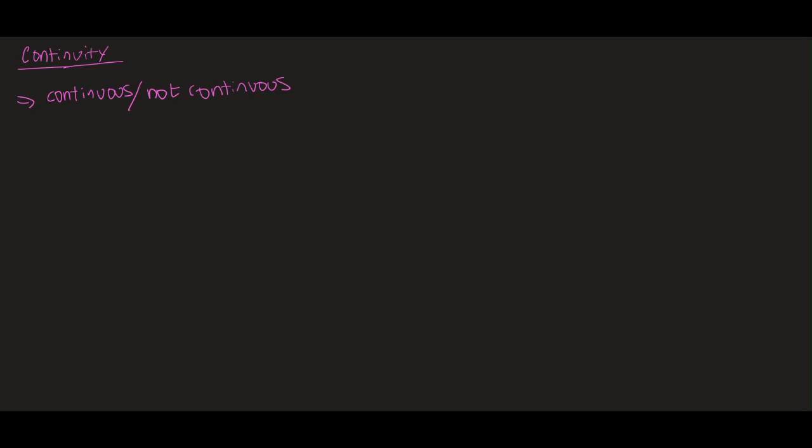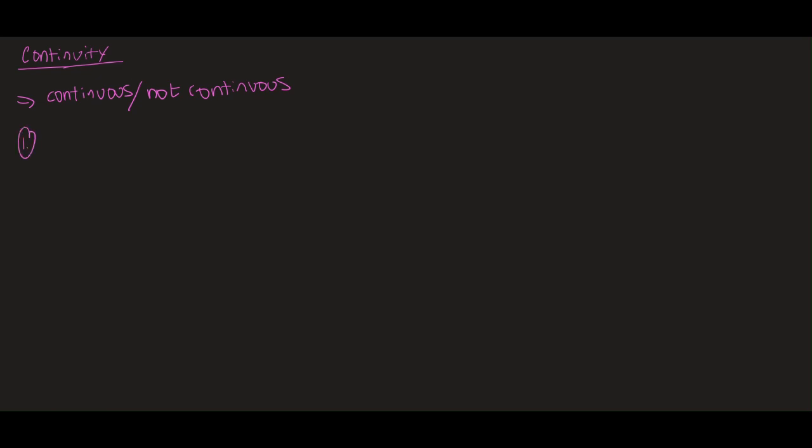In this video, we're going to be taking a look at continuity. And the basic question we're going to be asking is: is a function at a certain point continuous or not continuous? So it's pretty simple. And there are three things that you will want to look for.